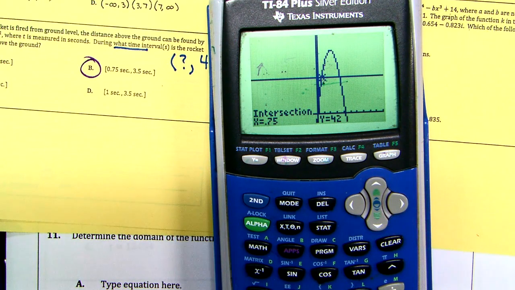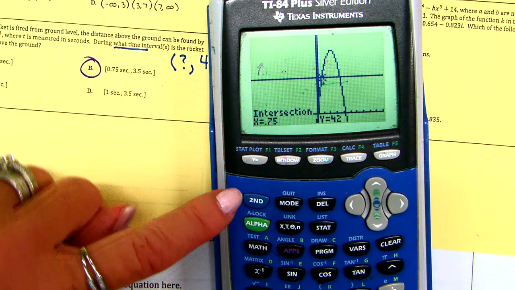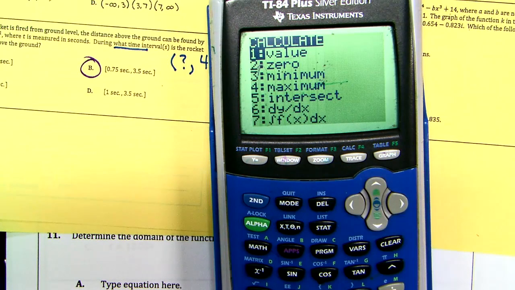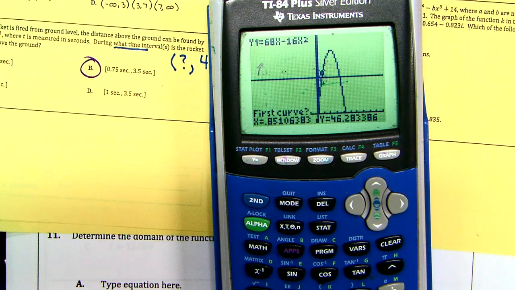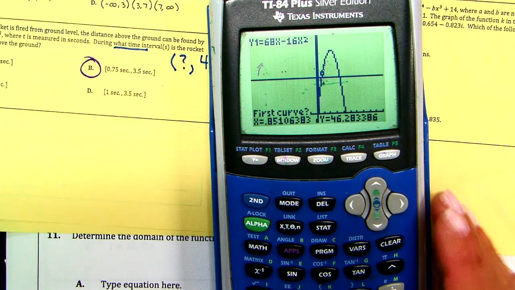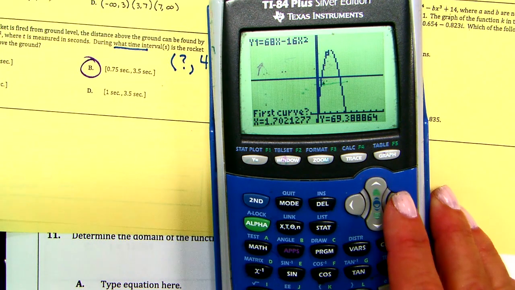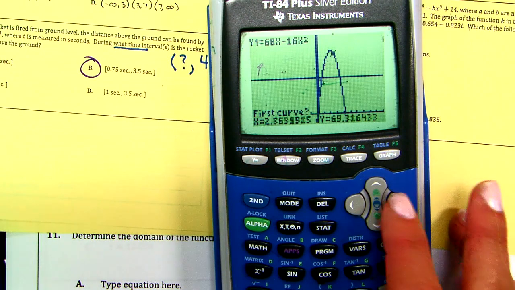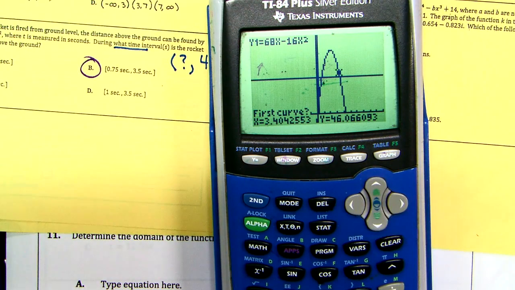So you have to hit intersection again. Second, calc, intersect. And sometimes I forget to tell it I want an intersection. I start moving. It's okay. Get over to where you want to be, and you could have hit intersection at that point. I already told it that I want to do intersection, so I'm above it.